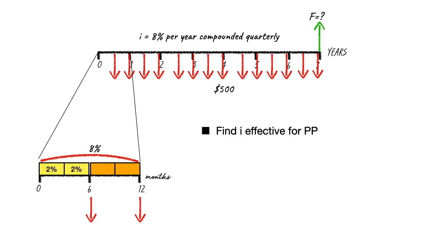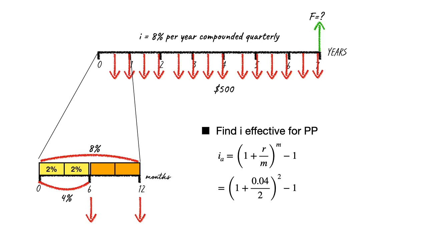Okay, let's do this. The first step is we need to find the effective interest rate for the payment period using the r, m formula. The r in this case is 2% plus 2%, which is 4% or 0.04. The m is the number of blocks within that payment period. How many blocks are there until month 6? There are 2 blocks, so our m would be 2. We substitute those values into our equation and we get the effective interest rate to be 4.04%. Please remember that 4.04% is for 6 months.